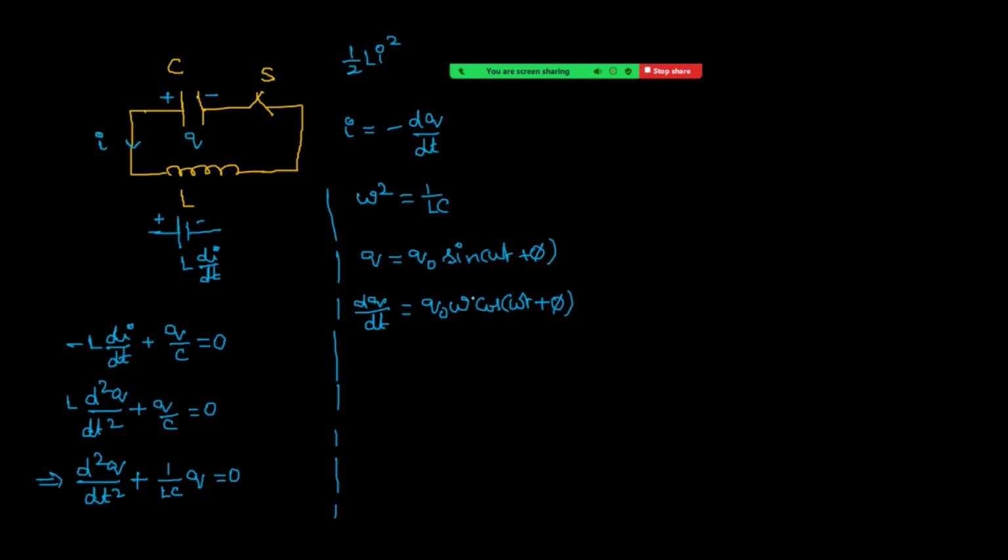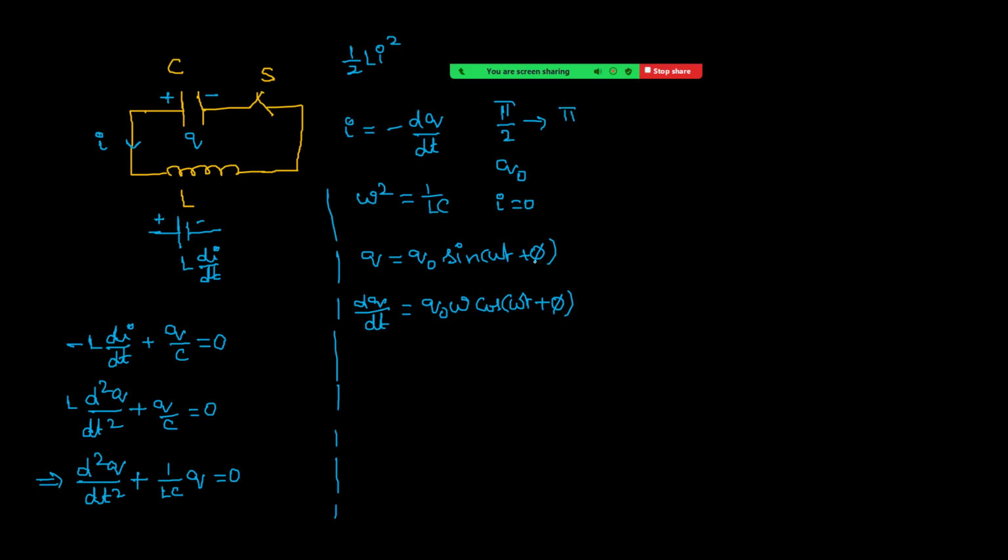Suppose I'm assuming that initially, when t equal to 0, charge is maximum. So charge maximum at t equal to 0 means we can take the phi value as 90 degrees. So the phase value is 90 initially. Initially charge is maximum, so Q naught, and coming to current, it is 0. Right. Now let us take this value as pi.